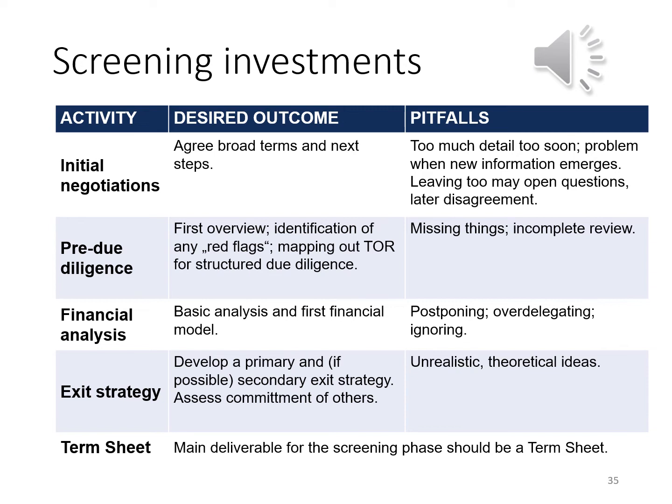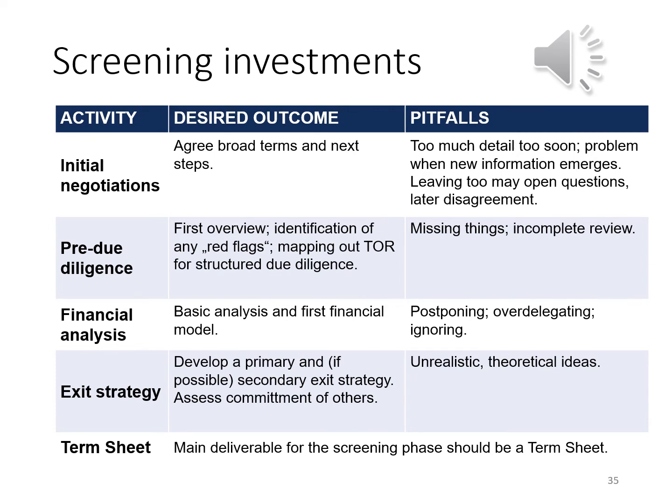Here we consider in a bit more detail the screening process. And so we've broken it into 5 categories. So initial negotiations: what's important here is to see if there's a potential deal there and agree the general terms with the entrepreneur or the management of the company. Pre-due diligence really means we're trying to see if there are some obvious red flags or skeletons in the cupboard, and we're trying to figure out what kind of structured due diligence we need to do later down the road.